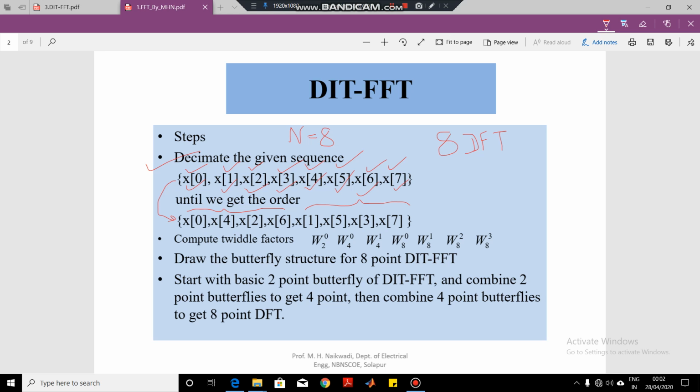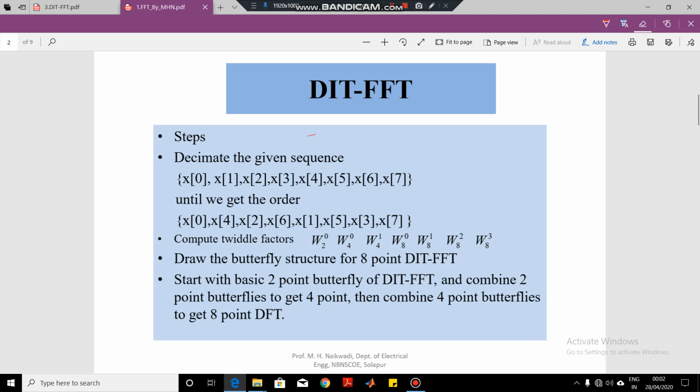In the previous lecture, we were talking about the decimation in time. So, how to decimate the given sequence in time domain. We divided the given sequence into even and odd samples, and we were talking about how we will get the bit reversed sequence. So, what is this bit reversed sequence? Let us try to understand what is the meaning of this bit reversed sequence.